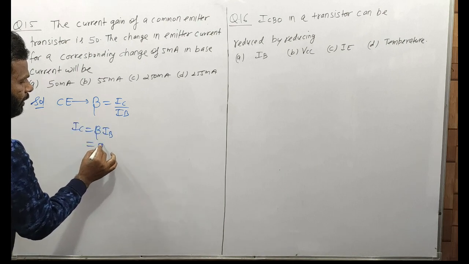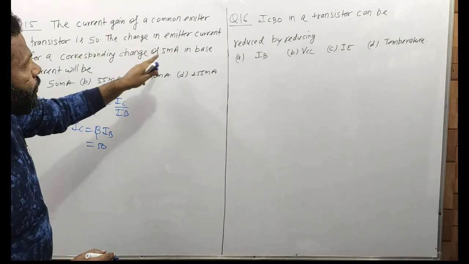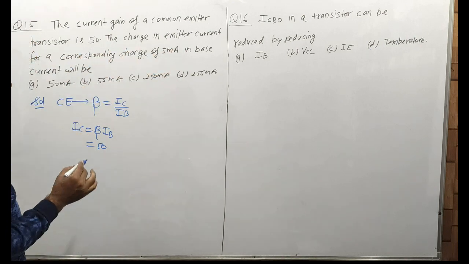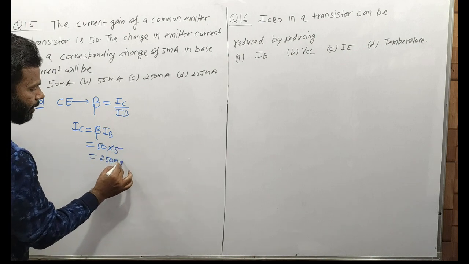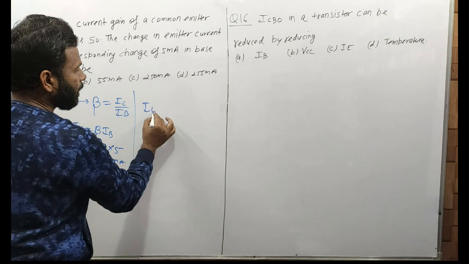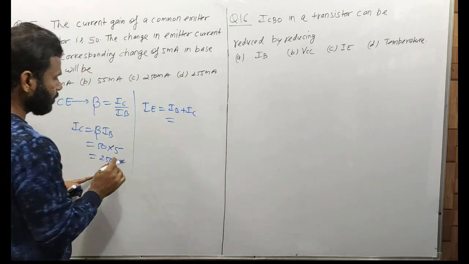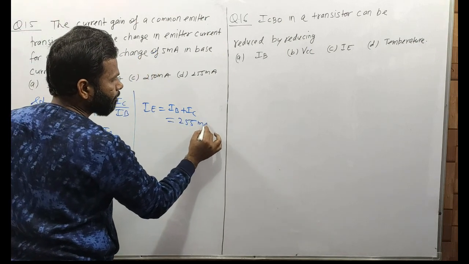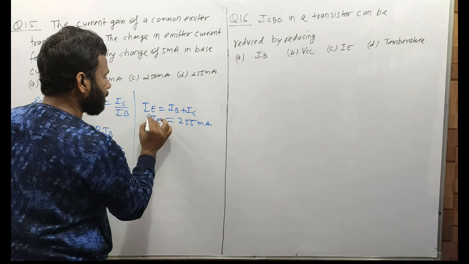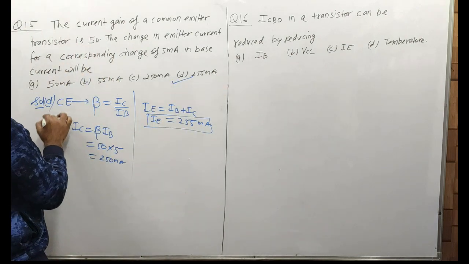So beta is 50 and then the change in emitter current for a corresponding change of 5 milliampere in the base current will be. So base current is how much? 50 times 5, so it is 250 milliampere. Now IE is what? IE is IB plus IC. So IB is 5 and IC is 250. So it's 255 milliampere. Clear? So 255 is in D. So इस क्वेश्चन का जो आंसर होगा D करेक्ट हो.